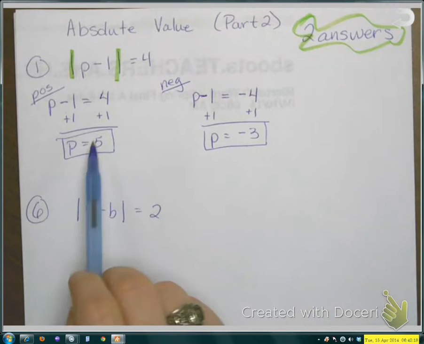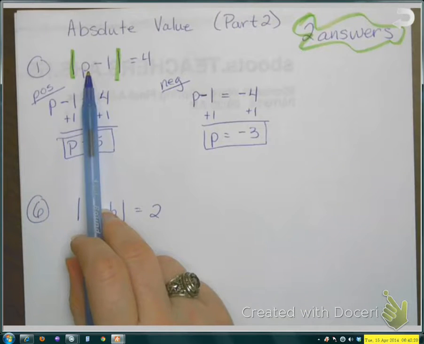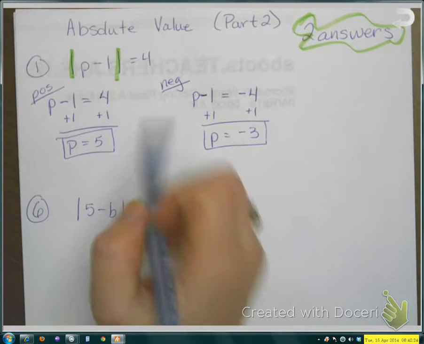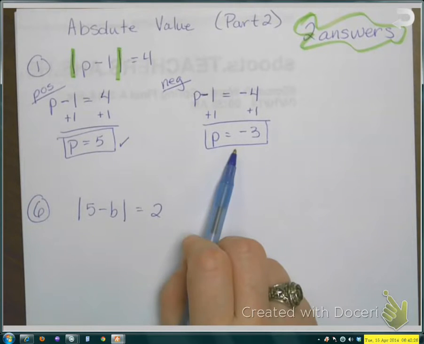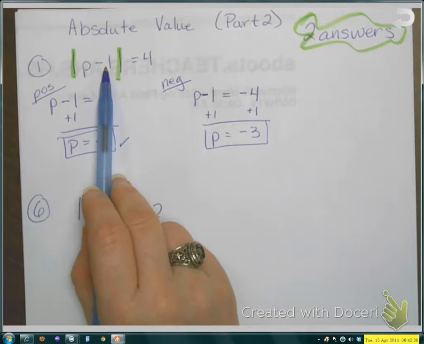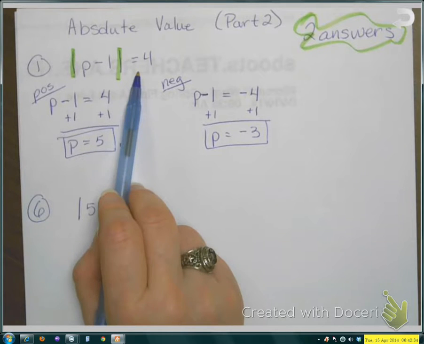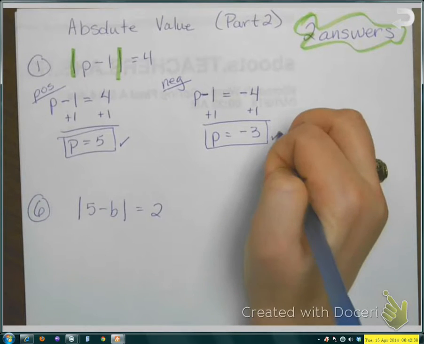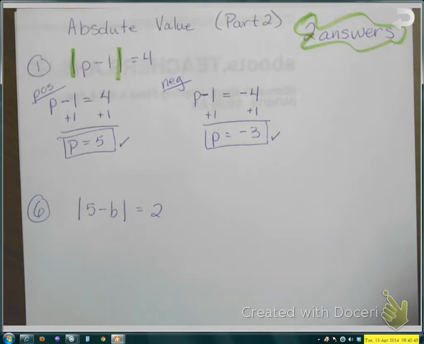Now some people may say, I don't see it. Well, if you plug in 5, 5 minus 1 equals 4. Absolute value of 4 is 4. So this checks. Plug in negative 3. Negative 3 minus 1 gives me negative 4. Absolute value of a negative is a positive, so the absolute value of negative 4 gives me positive 4. So this one also checks. So I have both answers.